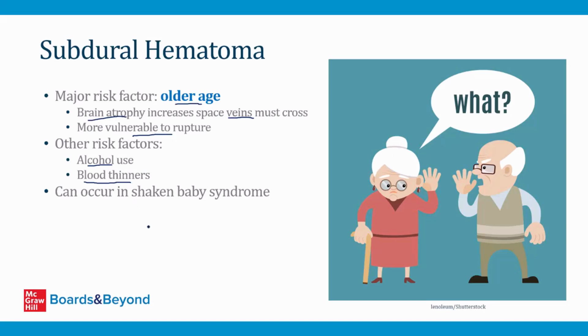You should also know that there's a second special group that develops subdural hematomas, and that's babies who are victims of child abuse. There's a condition called shaken baby syndrome, which I talk about in other videos. One of the hallmarks of this condition is multiple subdural hematomas in a baby, along with retinal hemorrhages.